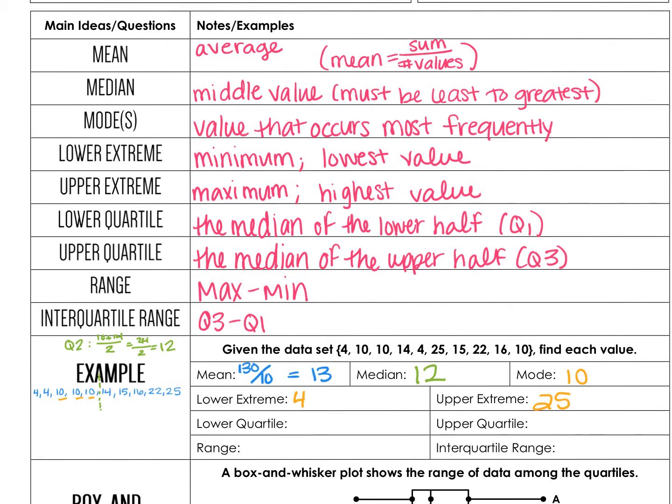Now, for that lower quartile, I'm going to take this lower half of the data set, and I'm going to find the middle value. On this side, there are 5 values. The middle one is 10, so that's my Q1, or my lower quartile, or my first quartile. And in the upper half of the data, I'm going to find that middle value, which is 16, which is my upper quartile, third quartile, or Q3.